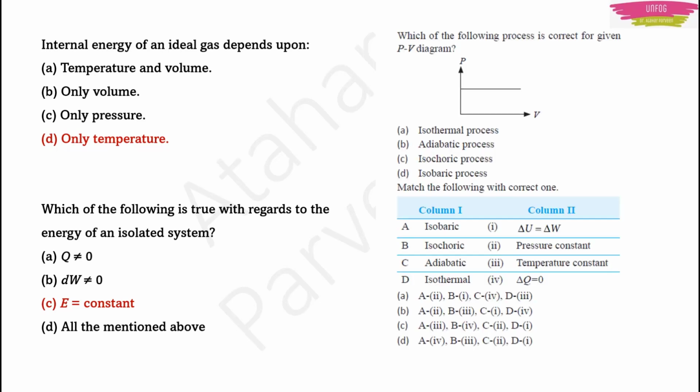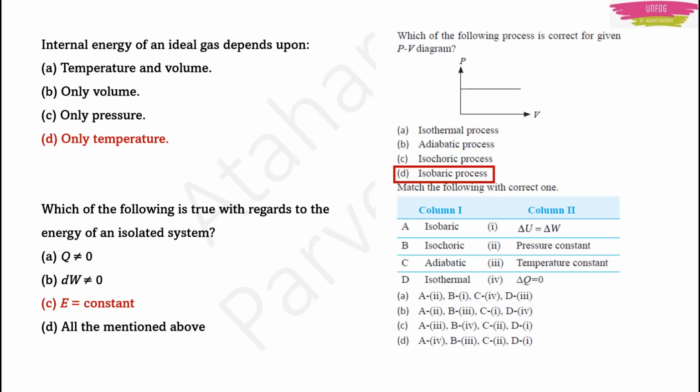Next question. Which of the following process is correct for given PV diagram? You can see the graph and you can decide. It should be isobaric process, because in isobaric process no volume is having any role, right? So it is an isobaric process, because here only pressure will be constant in this process.